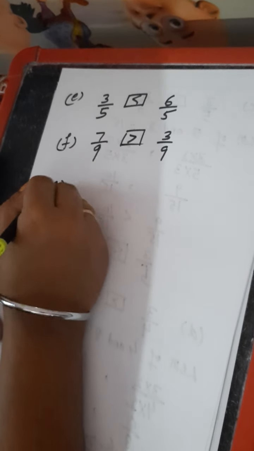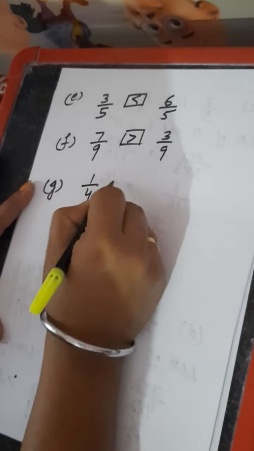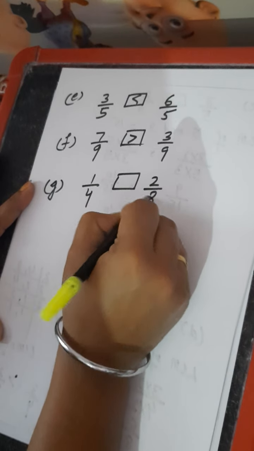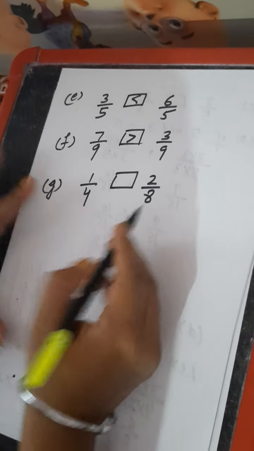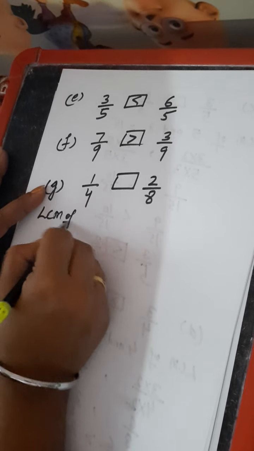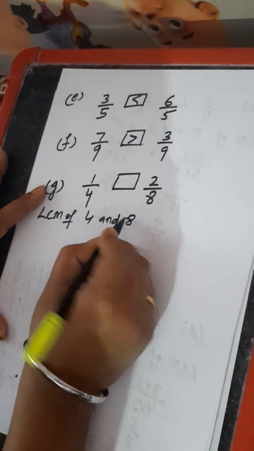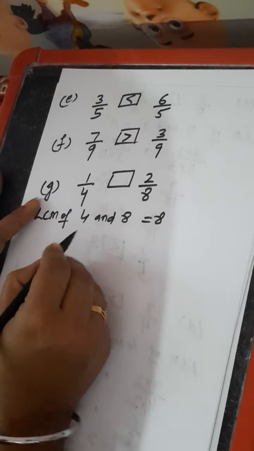Next I have G part, 4 upon 8, 2 upon 8. Now here we have 4 and 8. So the LCM of 4 and 8 is 8. We take the LCM in D part also, that is 8. You can solve like this also.